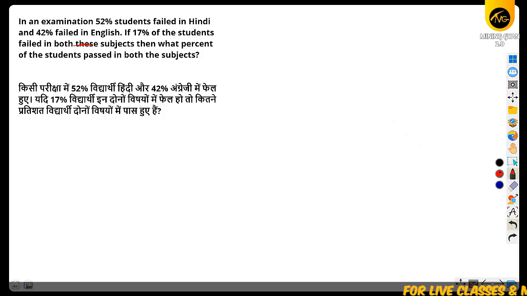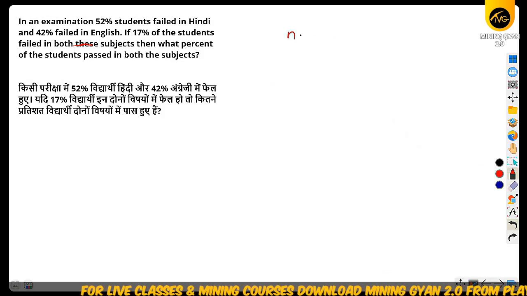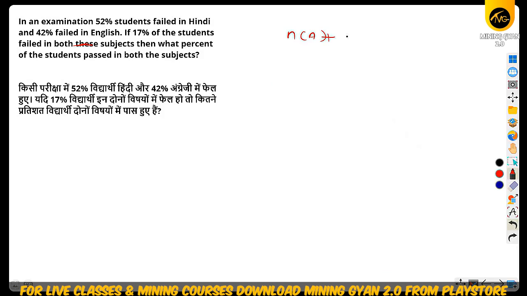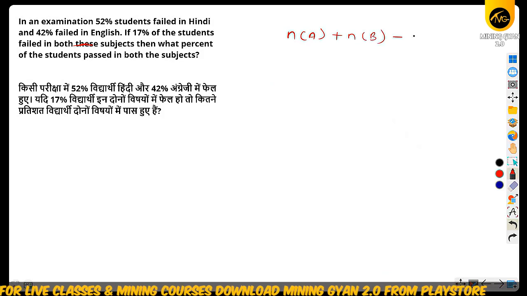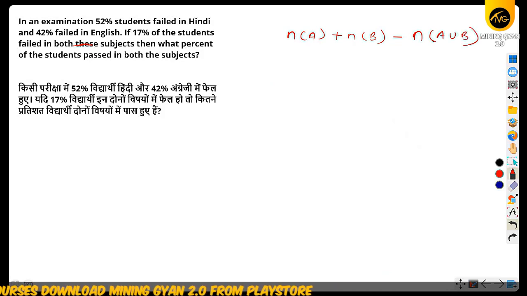Now, if there is a condition of both subjects or both elements like this, then you can use the union formula, that is n(A) plus n(B) minus n(A union B).